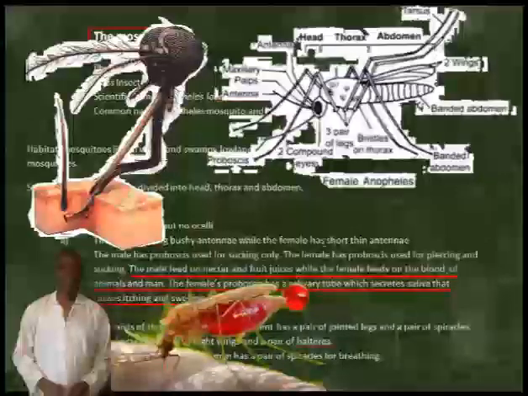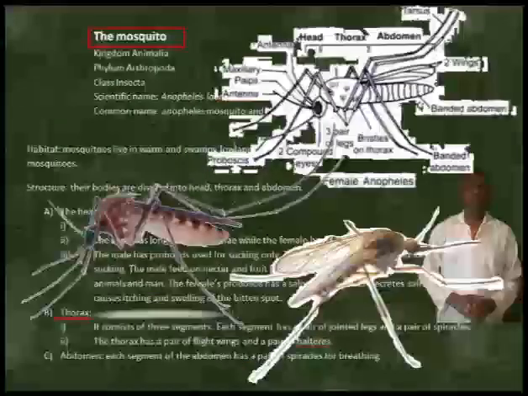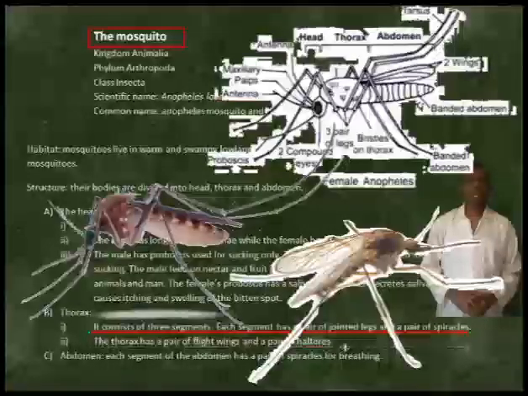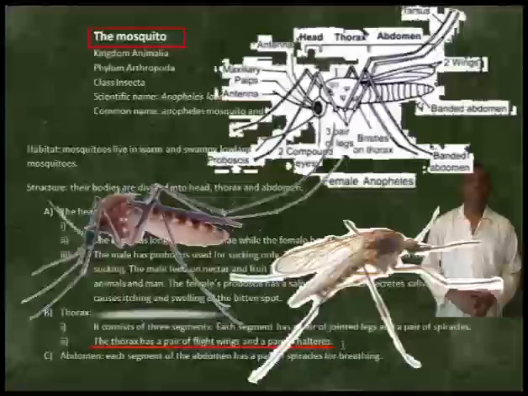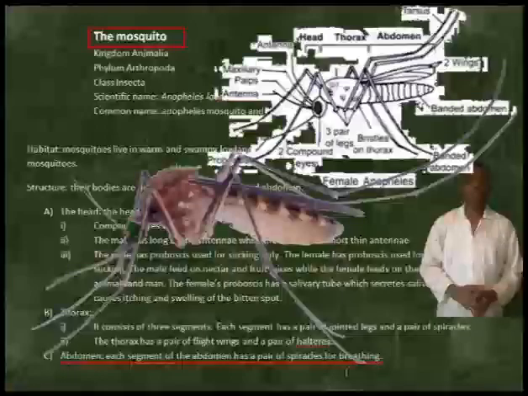The female's proboscis has a salivary tube, which secretes saliva that causes itching and swelling of the biting spot. B. Thorax. It contains three segments. Each segment has a pair of jointed legs and a pair of spiracles. The thorax has a pair of flight wings and a pair of halteres. C. Abdomen. Each segment of the abdomen has a pair of spiracles for breathing.